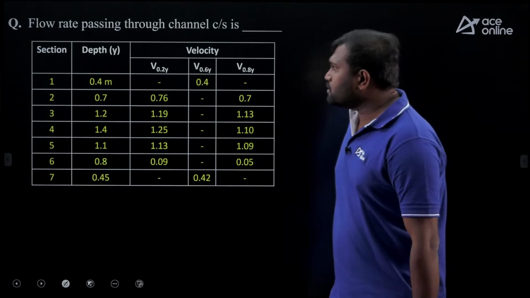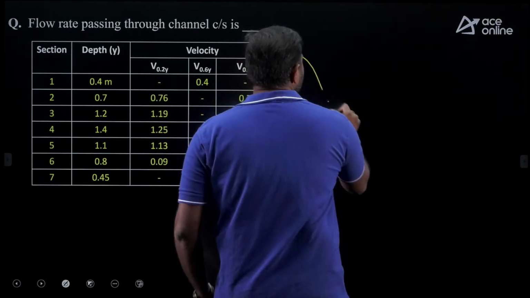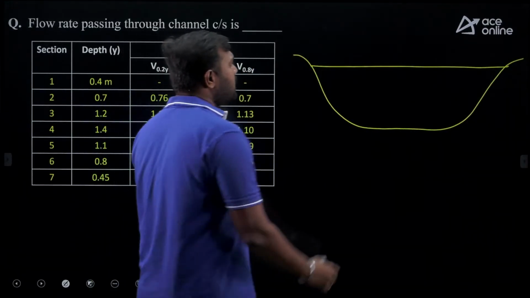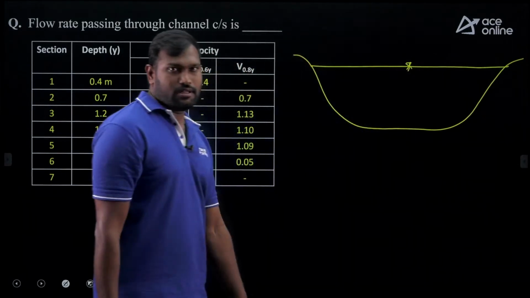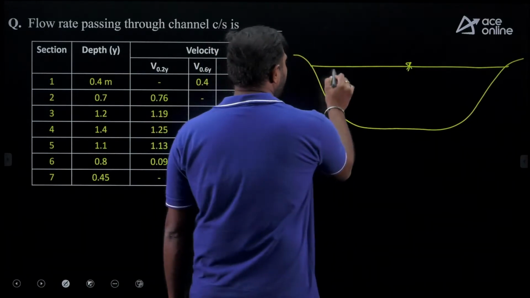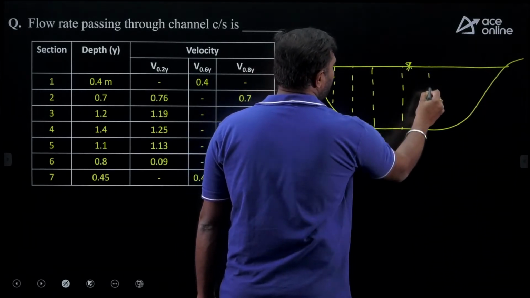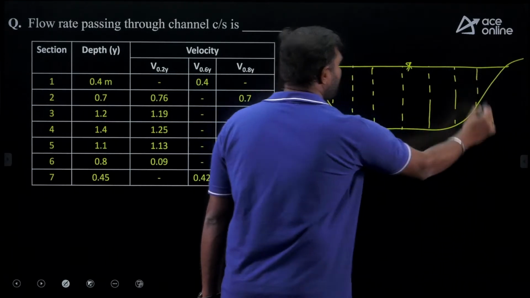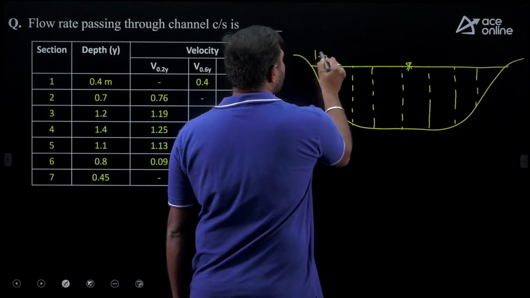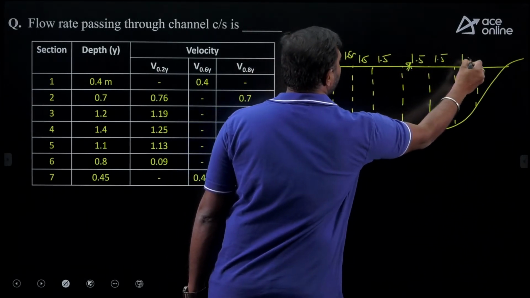Okay. So now for this question, the flow rate passing through the channel. This is the given data. They have given a channel cross section, and in that channel cross section, they made it into 7 sections. They have given the data for 7 sections, 7 details. So the depths they have given. So now let's divide into 7 sections: 1, 2, 3, 4, 5, 6, 7. And they mentioned that each section is 1.5 meters apart. So the width of each one is 1.5 meters.